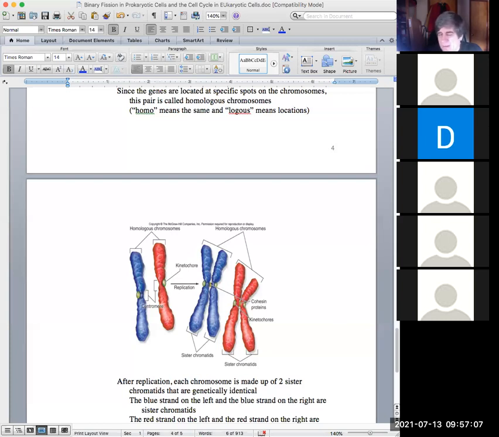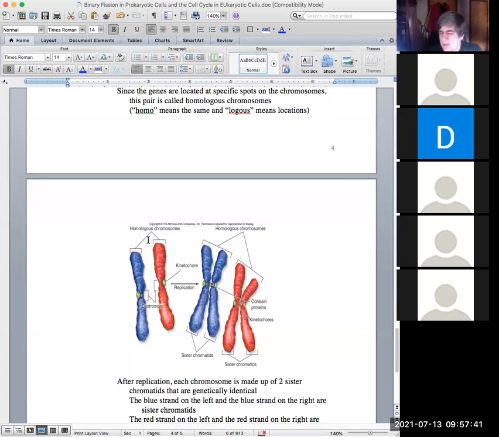So there are, on average, about 1,000 genes per chromosome. The small ones have just 100 or so, and the big ones have several thousand, but that's a good average. These 2 chromosomes that have the same genes on them are called homologous chromosomes. If we break that word down, homo means the same, and logos means places.